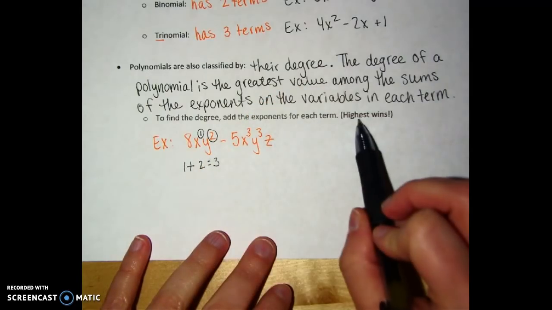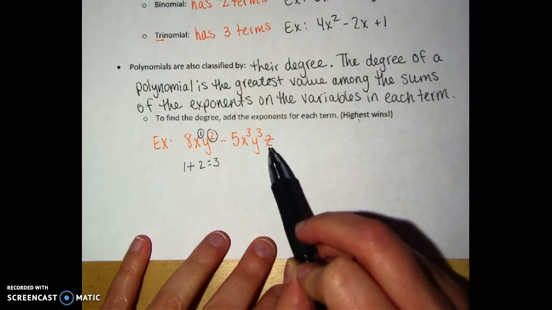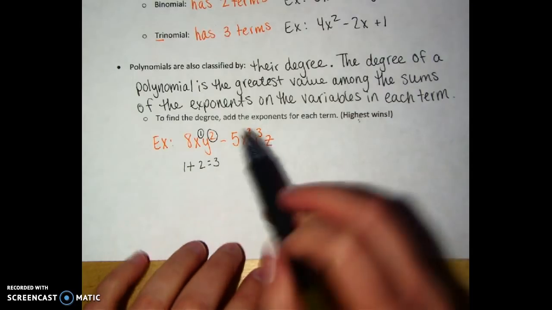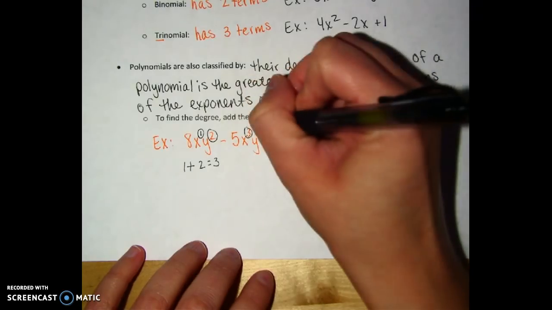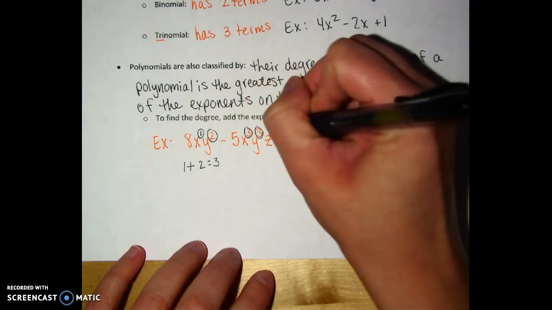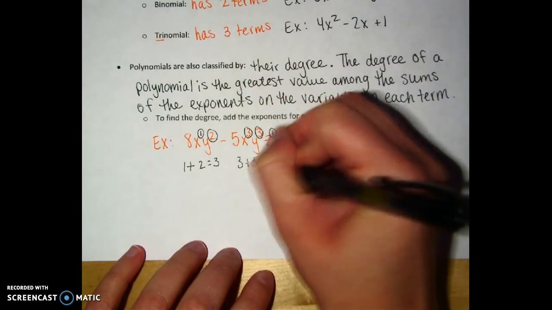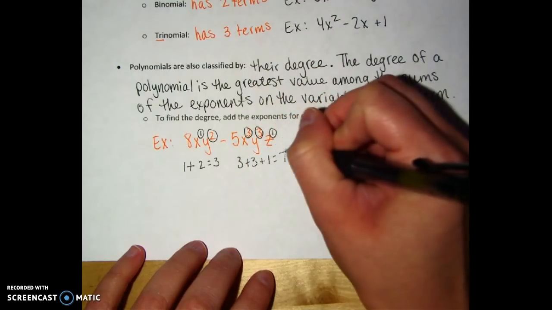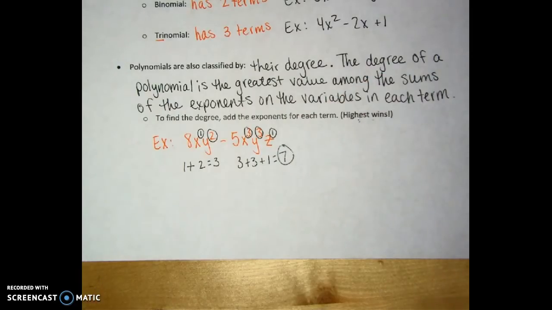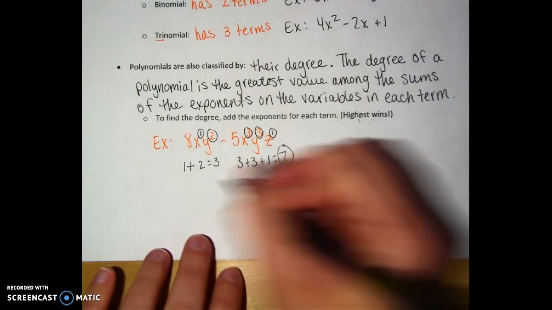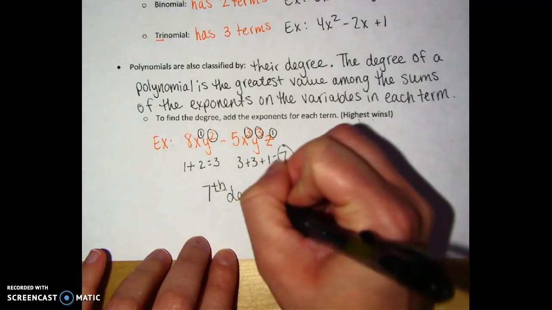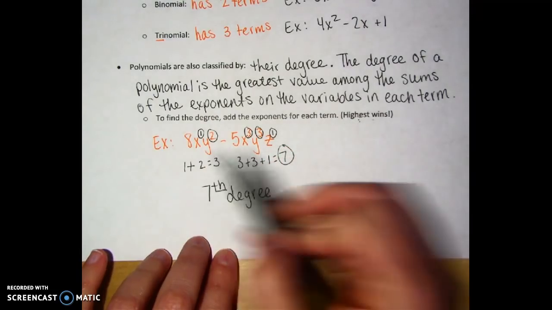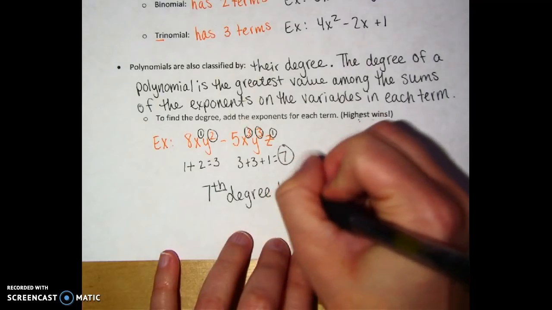And so like I said, highest wins, so let's add them up for the second one and see if it's higher than 3. But let's add 3 plus 3, and there's nothing there, so that's a 1. So 3 plus 3 plus 1 is 7. So this one wins. That means that's our degree for this polynomial. So for your answer, it's going to be a 7th degree, and this has 2 terms, so it's a binomial.